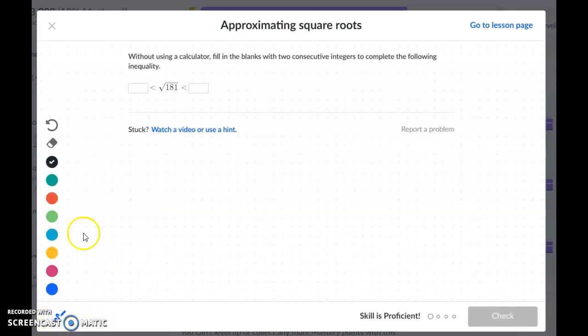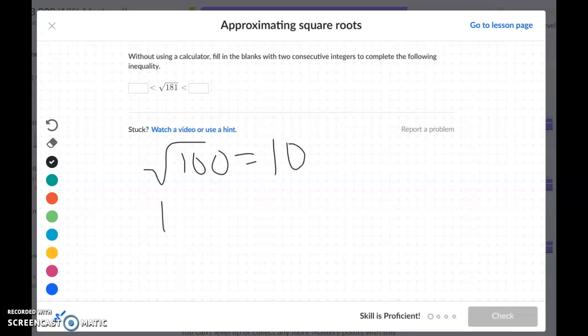I'm going to draw this out here. Okay, so square roots. If we have the square root of 100, that would be 10, because 10 times 10 is 100. But we need to go a little bit higher. We need to get to 181.